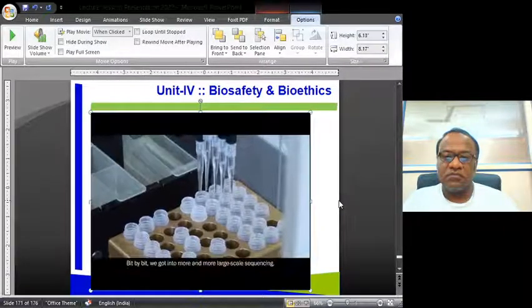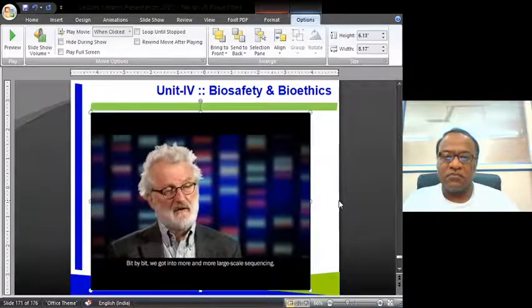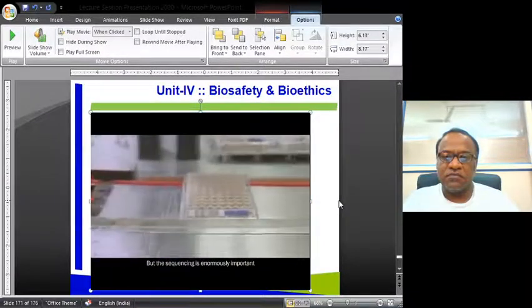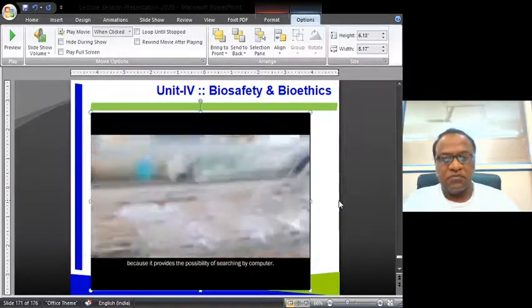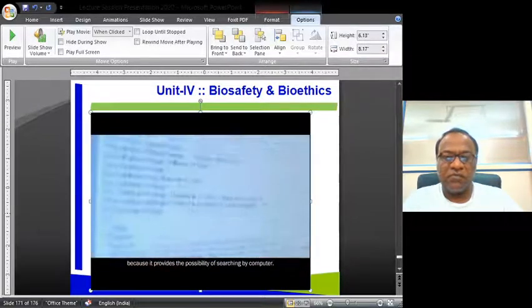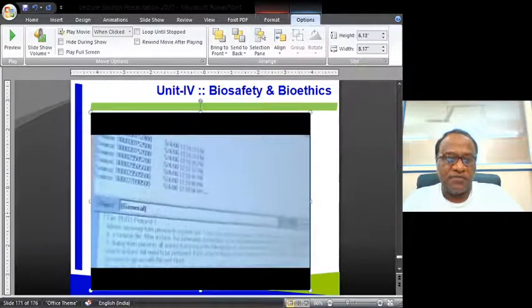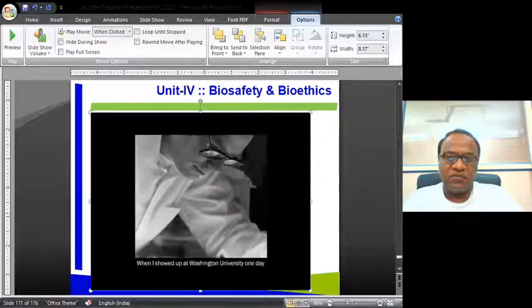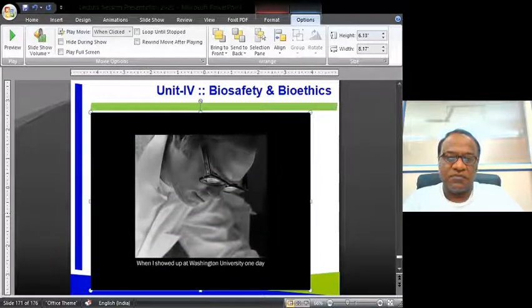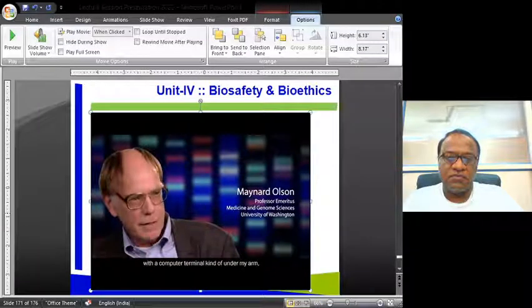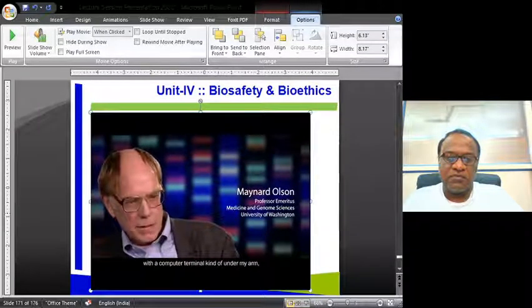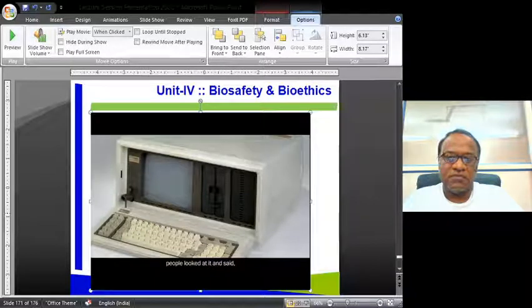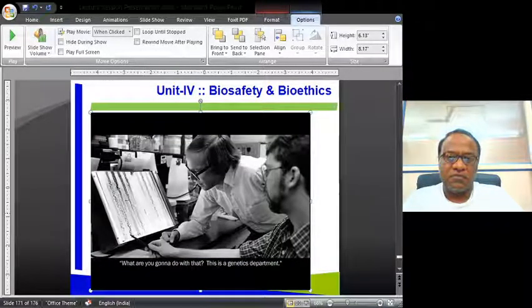Bit by bit, we got into more and more large-scale sequencing. But the sequencing is enormously important because it provides the possibility of searching by computer. When I showed up at Washington University one day with a computer terminal kind of under my arm, people looked at it and said, "What are you going to do with that? This is a genetics department."